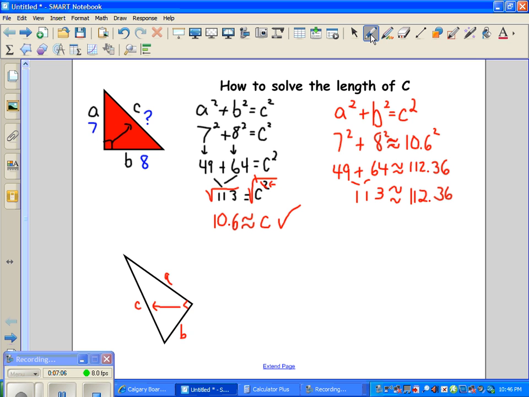So let's pretend we already know C and A. Let's say C, which should be the longest side, is 12. And let's call A 9. That leaves it to solving B. First step is, again, write down the theorem.